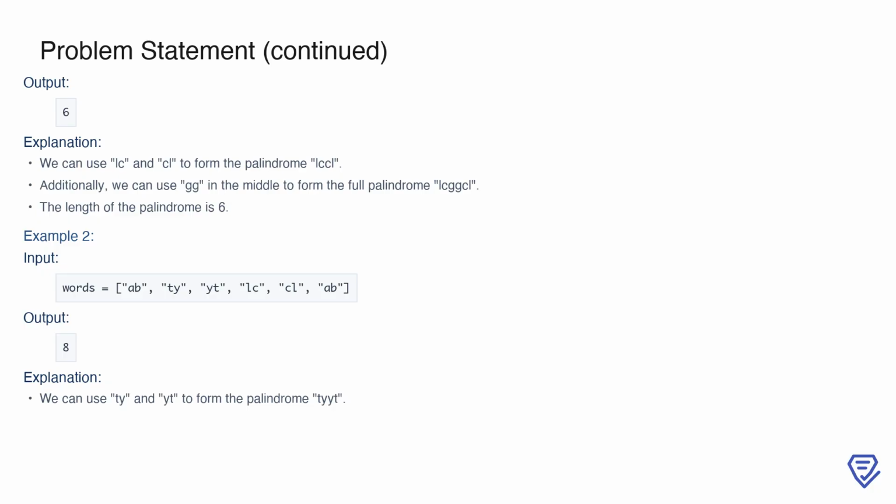Moving to the second example, the input array is AB, TI, YT, LC, CL, AB. The output here is 8. In this case, TI and YT can be paired to form TYYT, and LC and CL can be paired to form LCCL. Since the string AB appears twice, both copies can be used to form ABAB. Combining these, we get the palindrome LCLABABTIAT, which has a total length of 8.